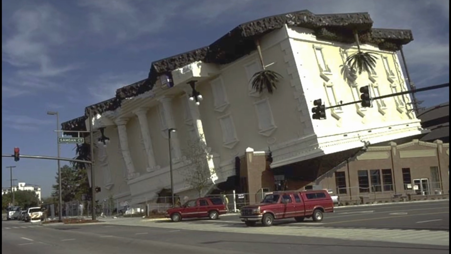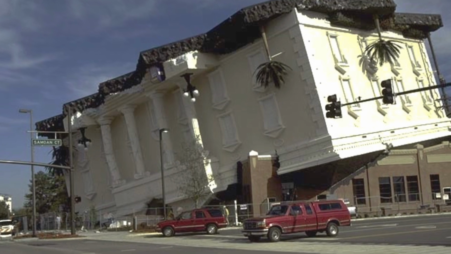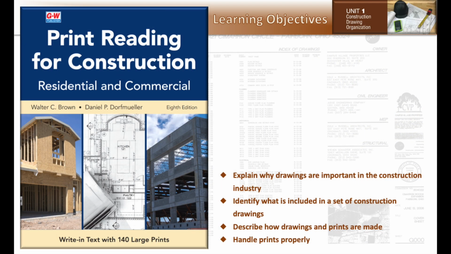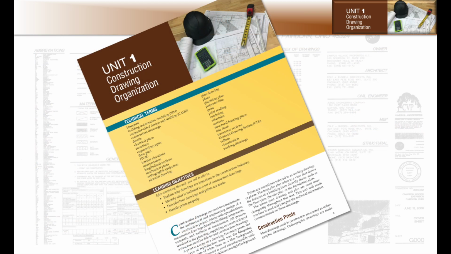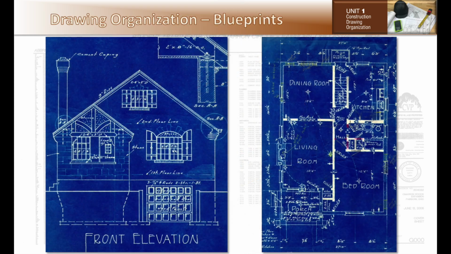Why learn to read prints? Well, if you get it wrong, it could look like this. Each unit starts with the learning objectives and a list of technical terms related to that unit. Then the unit's material. Unit 1 is an introduction to construction drawing organization. We refer to construction drawings frequently as blueprints, which comes from the day when architects and engineers drew them on vellum and literally made prints with white lines and blue background using a diazo printing machine.